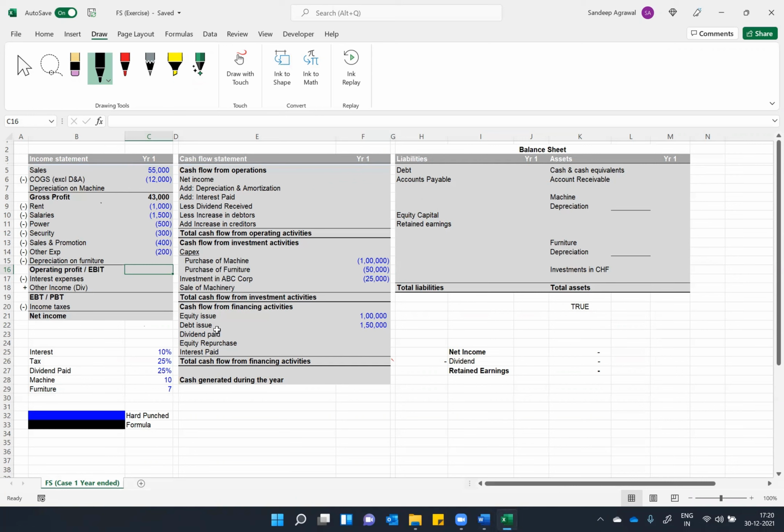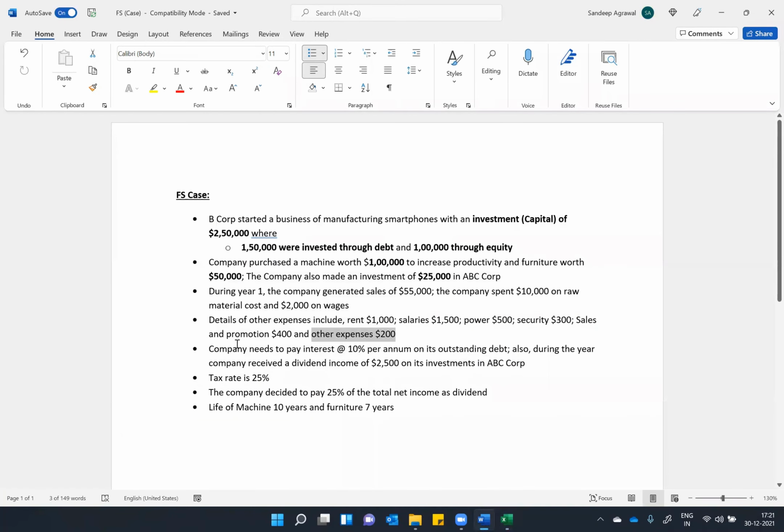right? So now I will calculate the EBIT. So I have received an EBIT of 39,100. So what did I do? 43,000 minus all these numbers. I put a sum formula because these are already negative numbers, so they will get subtracted automatically and I will get an EBIT of 39,100.